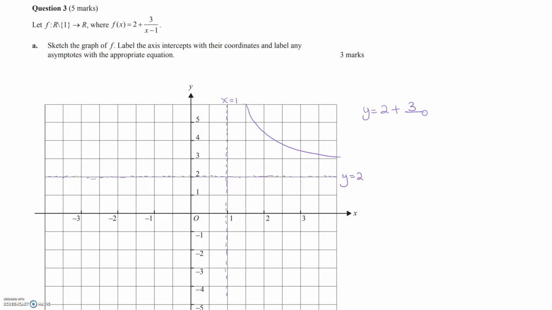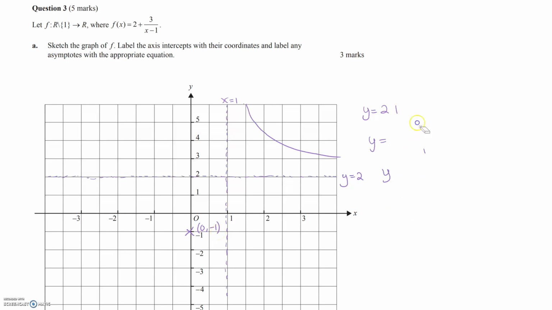So we've got 2 plus 3 over x take 1. Letting x equal 0, this is going to give me my y-intercept. I'm going to get y is equal to 2 plus 3 over -1, which is going to be y is equal to 2, take 3. So the y-intercept is at -1. So at -1, I'm going to intercept. So I'll label that up, 0, -1.